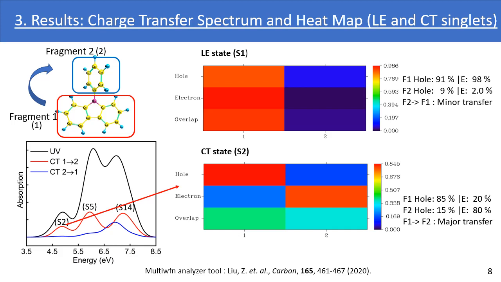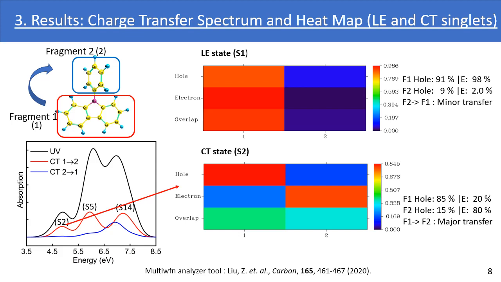Now, the charge transfer spectrum is given in the bottom left panel. The solid black line corresponds to the overall UV spectrum, the solid red line corresponds to the interfragment charge transfer from 1 to 2, and the blue line corresponds to the charge transfer from fragment 2 to 1. Note the peaks are already identified for the corresponding states, and the corresponding heat map for S2 is given, which is a charge transfer state.